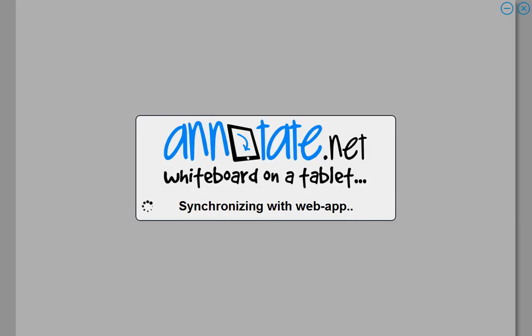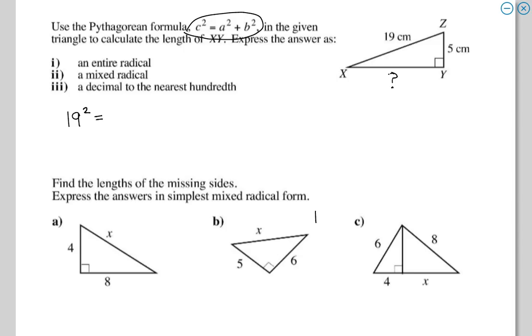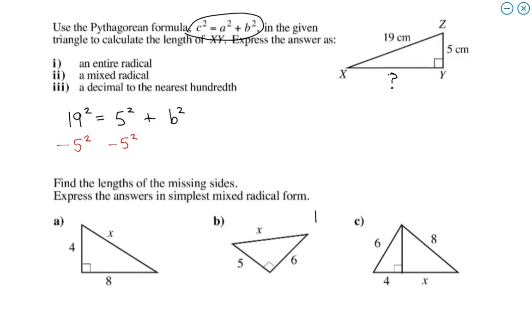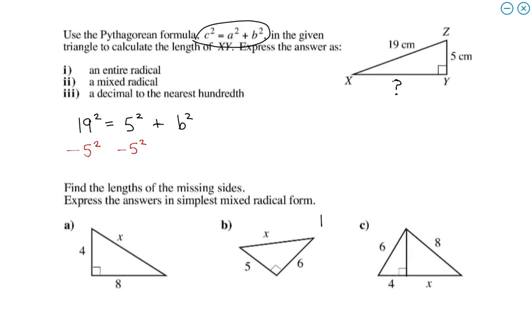So you have 19 squared equals 5 squared plus, let's call it b, b squared. Let's solve for b. How would we solve for b? We've got to move the 5 to the other side. You guys okay with that? So minus 5 squared, minus 5 squared. And you can just figure those out.